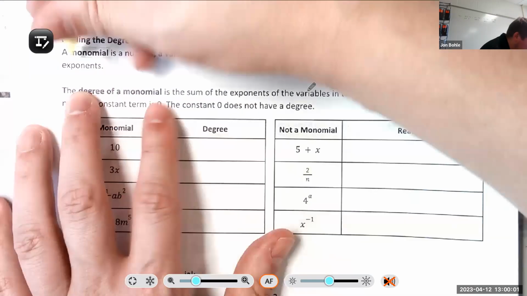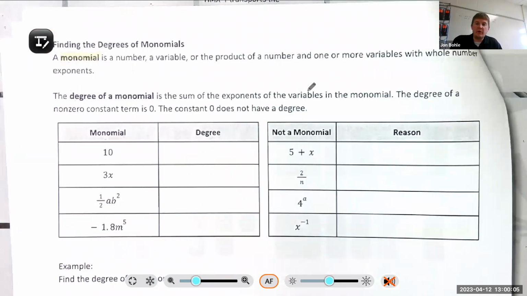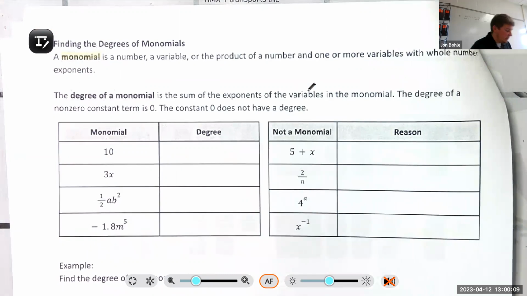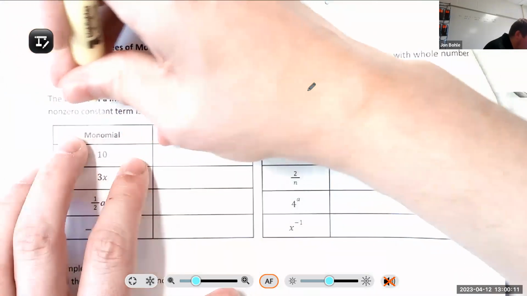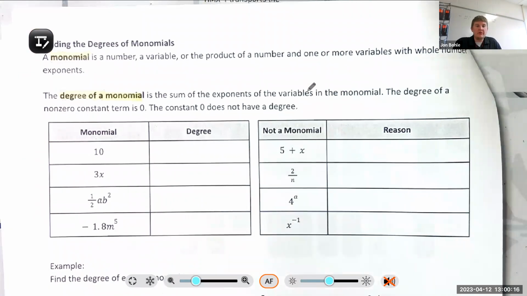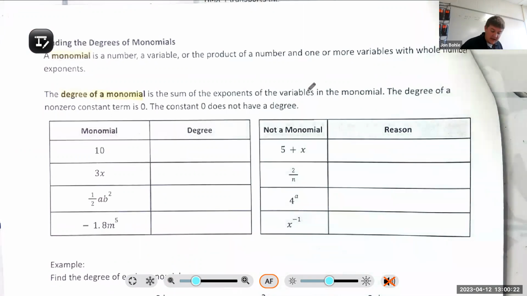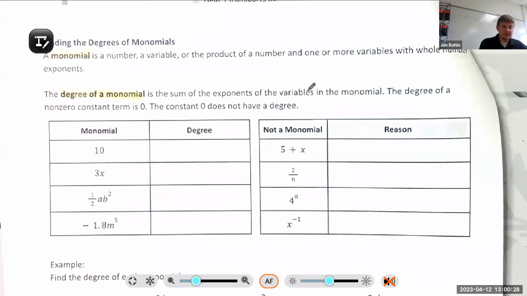Okay, a monomial is a number, a variable, or a product of a number and one or more variables with whole number exponents. Similarly, the degree of a monomial is going to be the sum of the exponents of the variable. The degree of a non-zero constant term is 0. But the number 0 does not have a degree. So what we're going to do is start with a little table and identify the degree of each of these monomials.